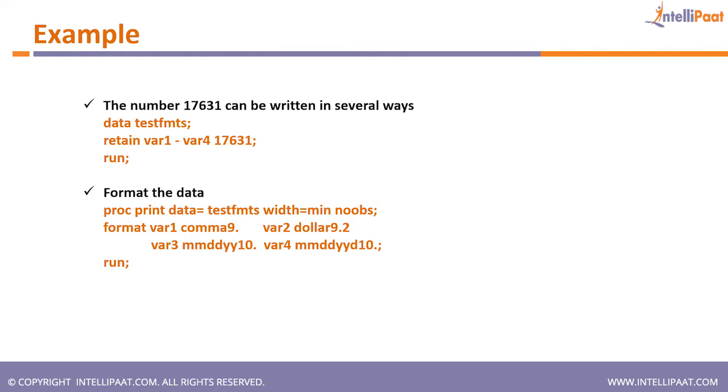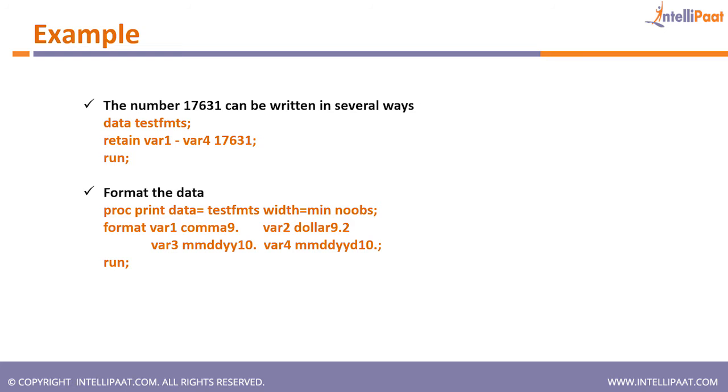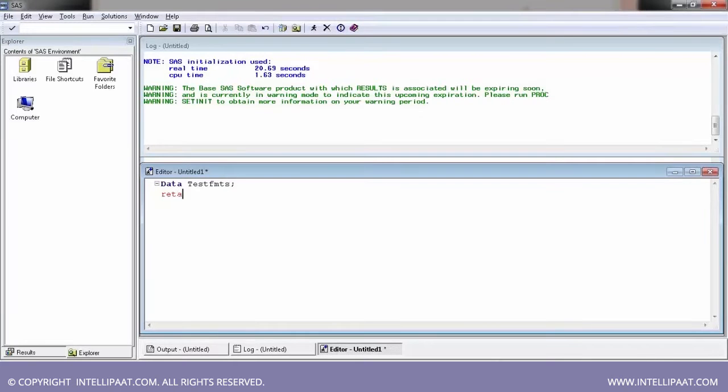Here is the first example. It says that the number 17631 can be written in several ways. I will write the same kind of code here: data test formats, and then we'll say retain var1 to var4.